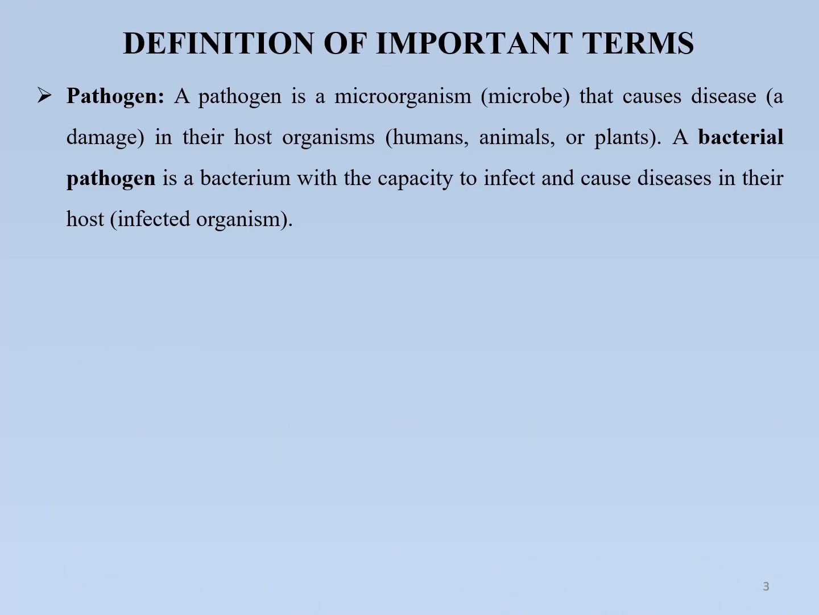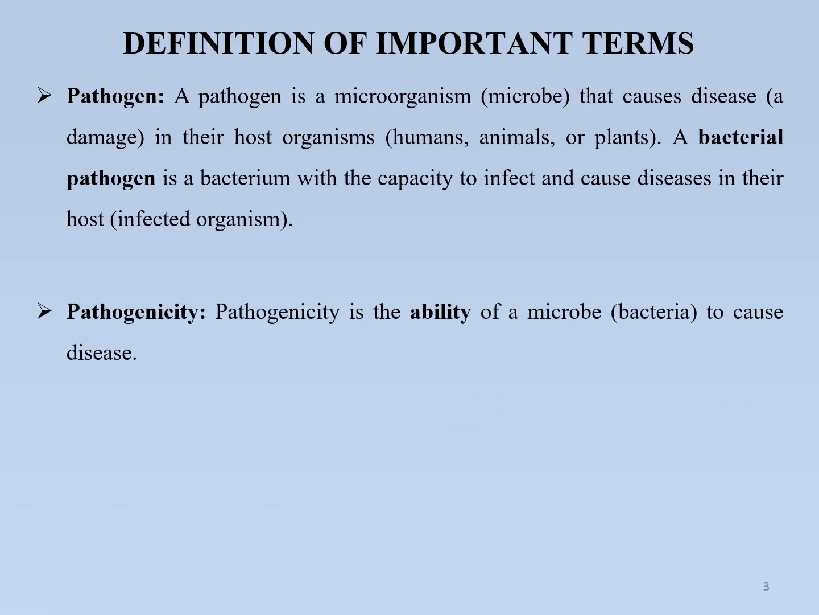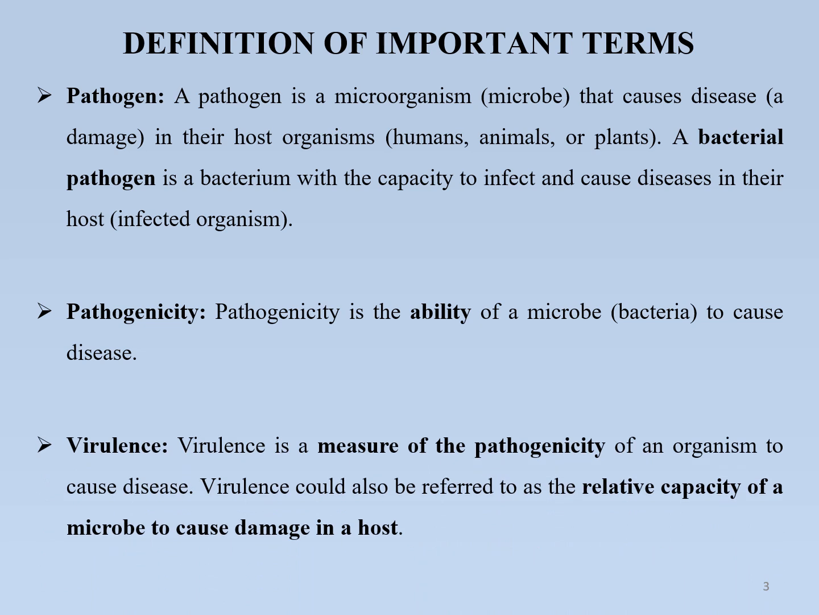So, definition of important terms. Pathogen. A pathogen is a microbe or a microorganism that has the ability to cause disease or damage in its host organism. And the host organism could be animals, plants, or humans. So in this context, a bacterial pathogen is just a bacterium that has the ability to infect and cause disease in its host.